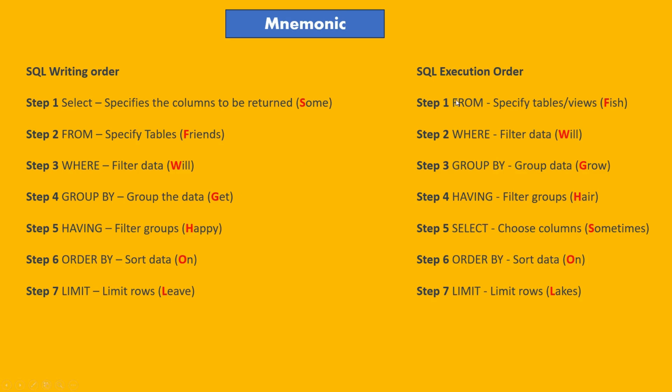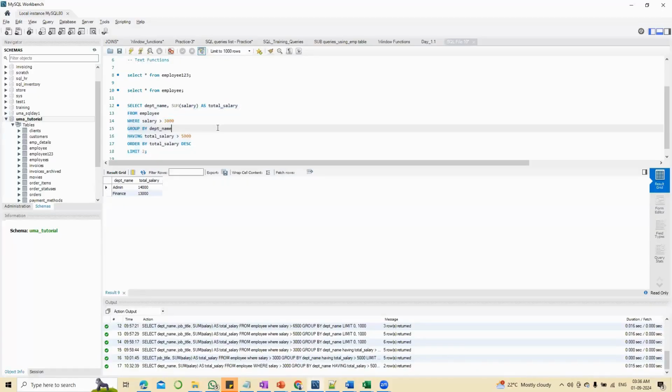In the same way, for the execution order: fish will grow hair sometimes on legs. This is how we can easily remember the writing order and the execution order. And we'll see one example of how we have written a query, and we'll execute it and show you.